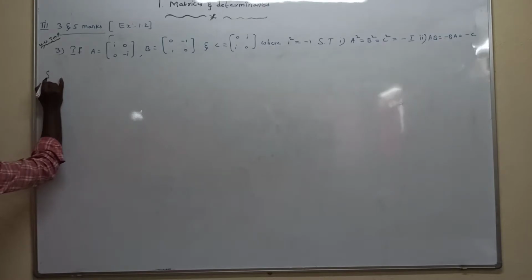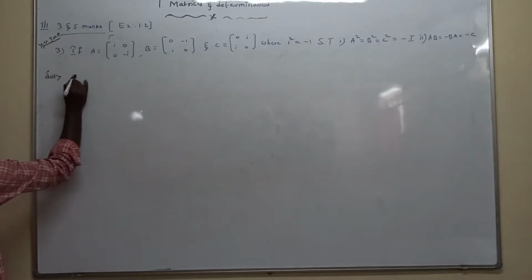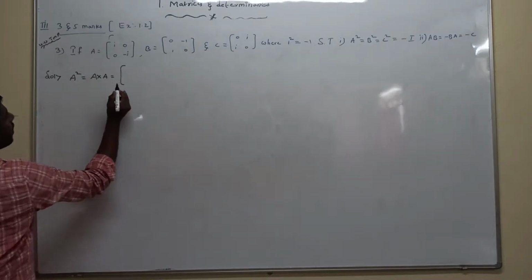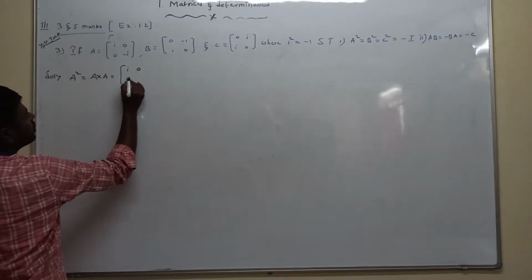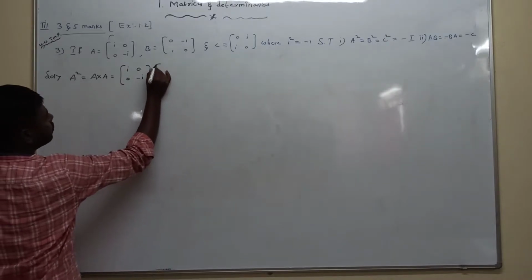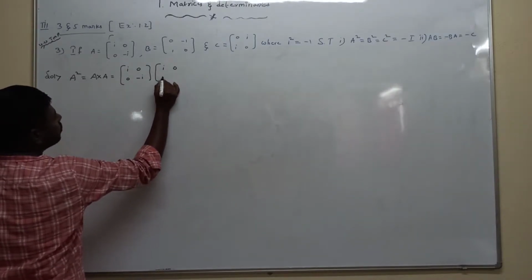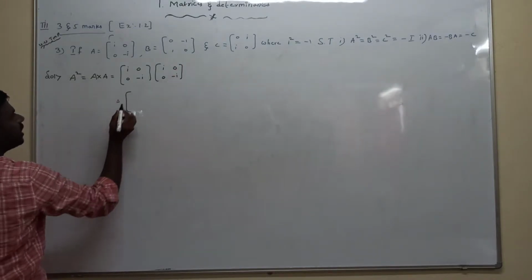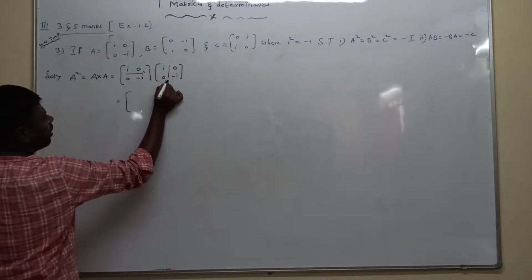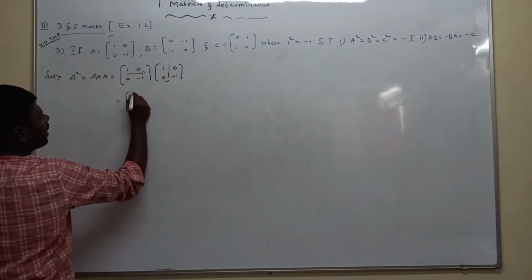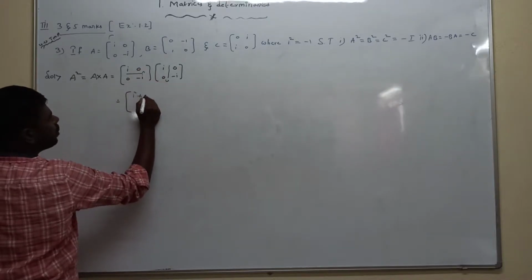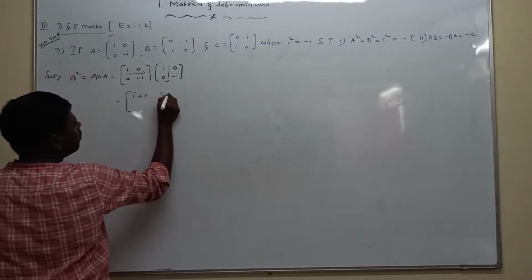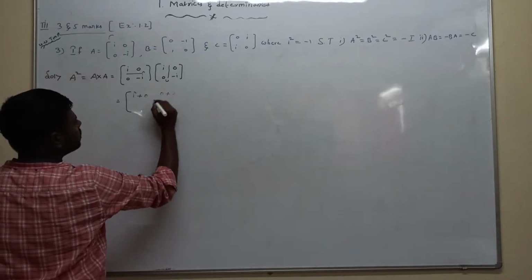The solution. First we need to calculate A square. A square can be written as A into A. Substitute A matrix as I, 0, 0, minus I. Again substitute A matrix I, 0, 0, minus I. By applying the multiplication of two matrices, first row, first column: I into I square plus 0 into 0, 0. Next product, first row, second column: I into 0, 0 plus 0 into I is 0.